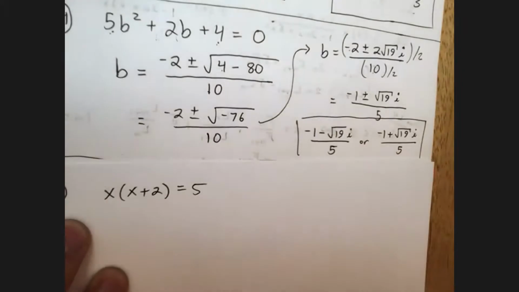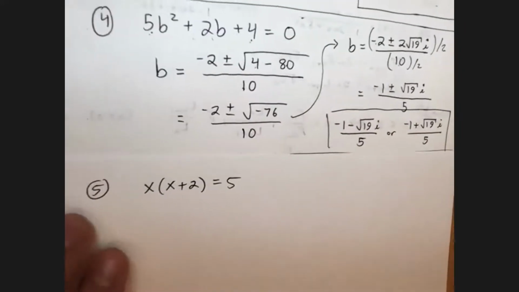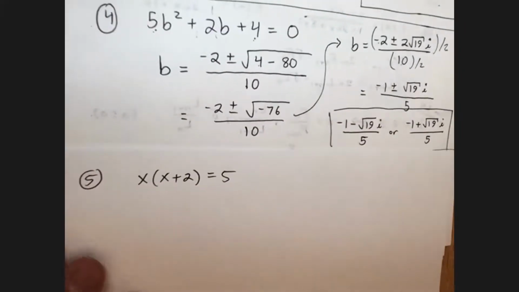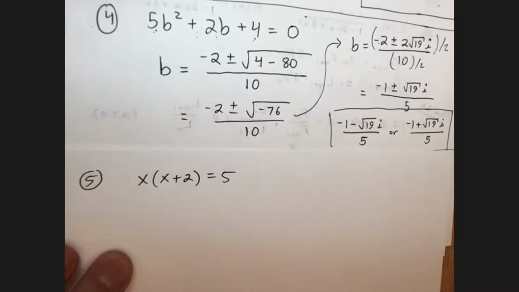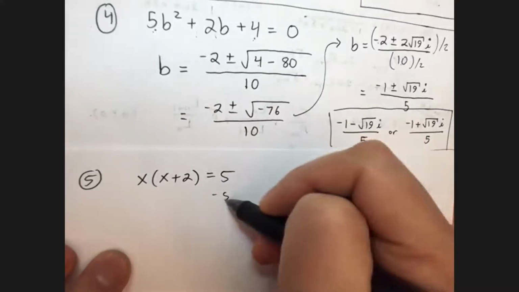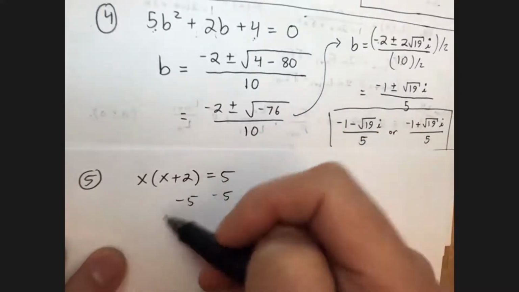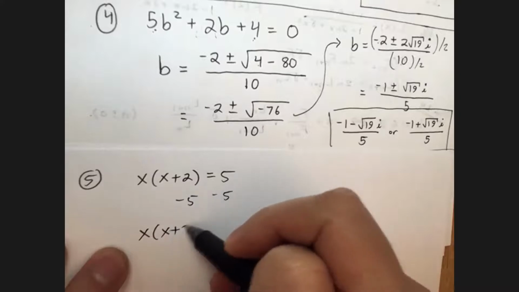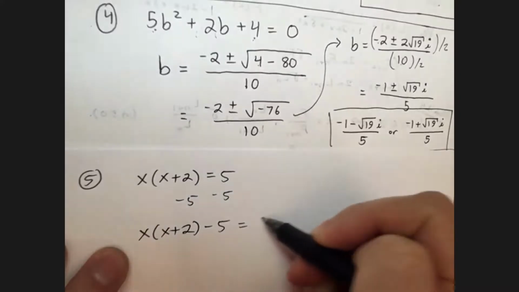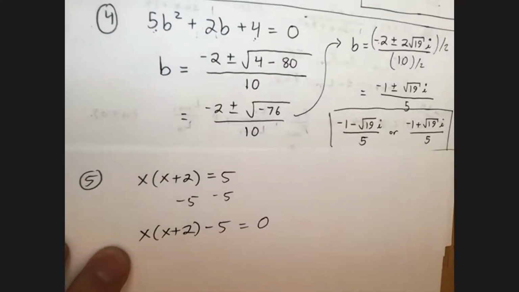All right. In this problem, which I'm calling number 5, we need to solve this equation. Well, just like the previous problems, we need to get it in the form of a polynomial equal to 0. So yeah, subtract 5 from both sides, right? So I have x times (x plus 2) minus 5 equals 0. Okay, that's good. I got it equal to 0.